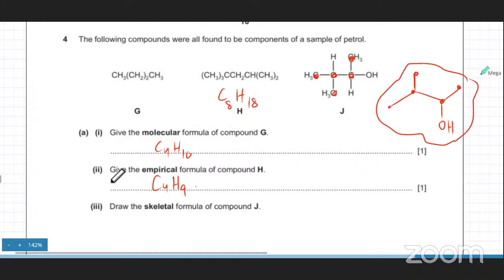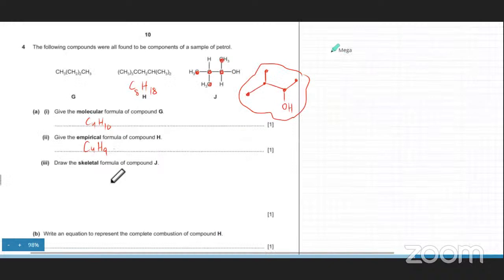So that's 3, 4, 5. So that's 1, 2, 3, 4, 5. So that's 5 carbon atoms. Okay, is this clear? Yes, sir.